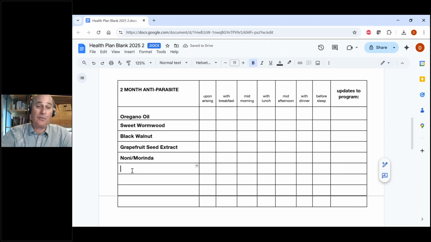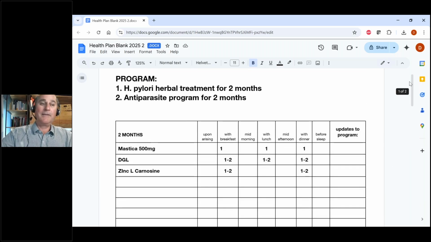You want to use 2 or 3 anti-parasitic herbs at the same time to knock this bug out. Usually they're done with meals. It's easier to remember. And someone asked a minute ago, with the H. pylori program, you're supposed to do the mastica on an empty stomach. Yeah, you are. So mastica and the anti-parasitic herbs are both considered better absorbed, better working on an empty stomach.